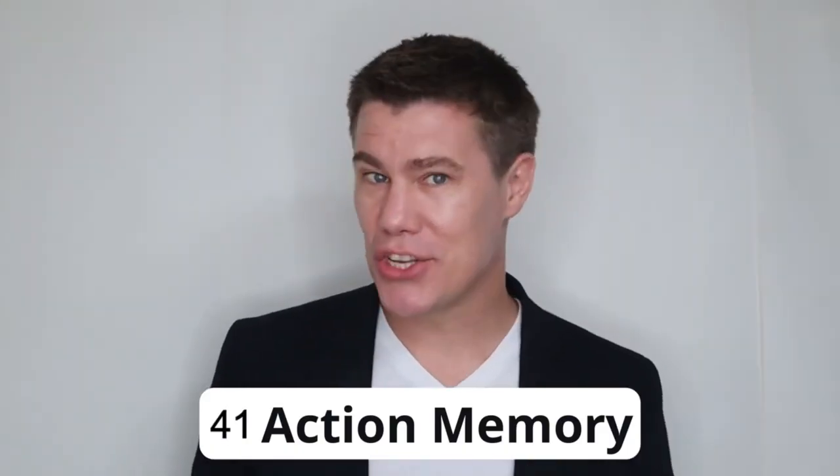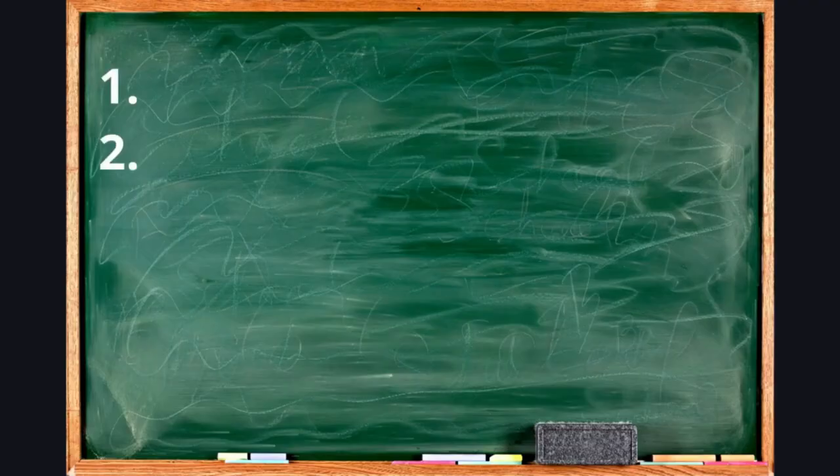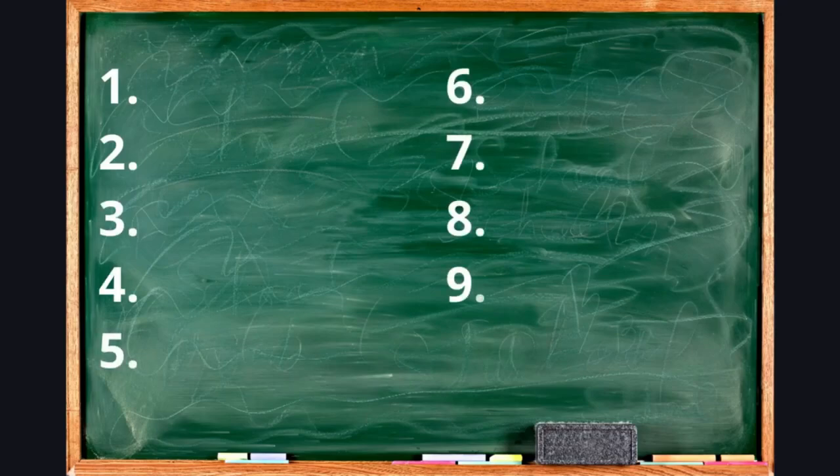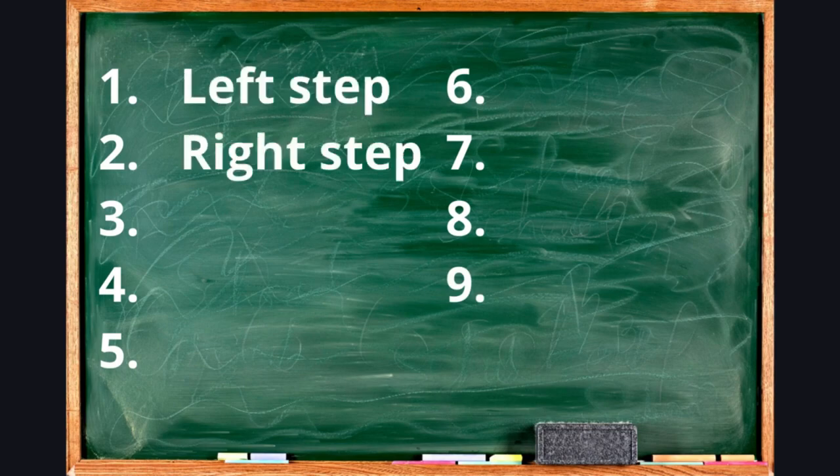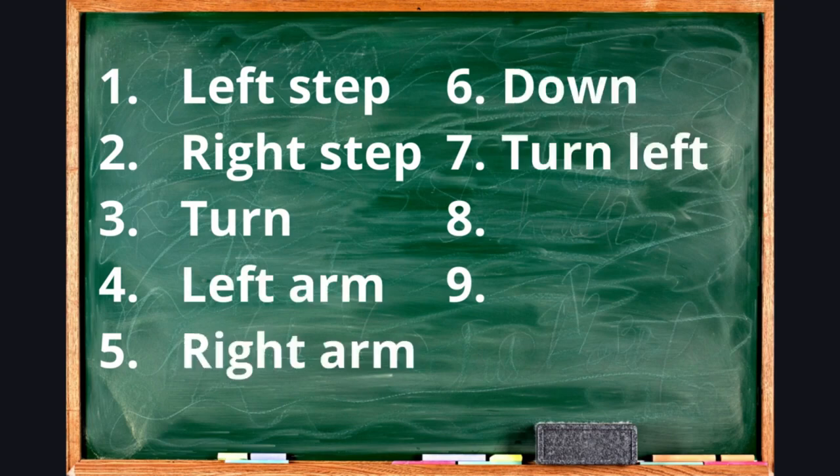Action memory. Let's start with a fun one. Write the numbers 1 to 9 on the board with a corresponding action for each number. For example, 1 is left step, 2 right step, 3 turn, 4 left arm, right arm, down and up, turn left, turn right, make a heart. You can use whatever action you want.